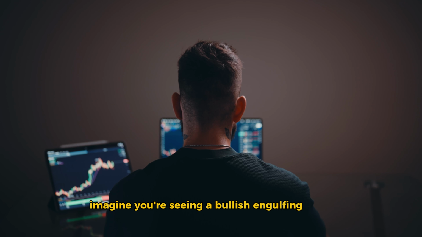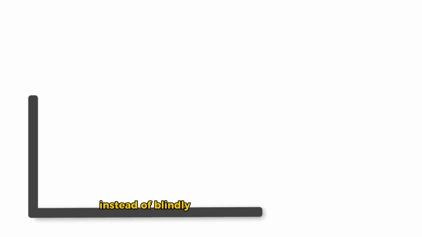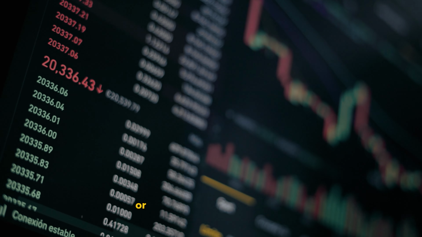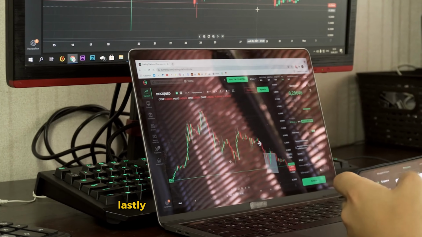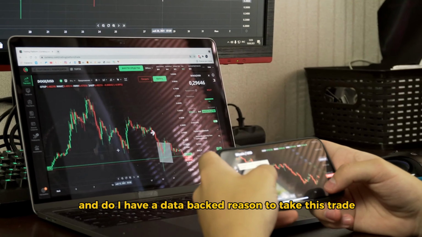Imagine you're seeing a bullish engulfing pattern, but the overall trend is bearish, and now you're in a downtrend. Instead of blindly following the bullish signal, ask yourself, does this align with the trend? Is the market showing signs of strength in this direction, or is it just a temporary bounce? Lastly, does this align with my strategy? And do I have a data-backed reason to take this trade?